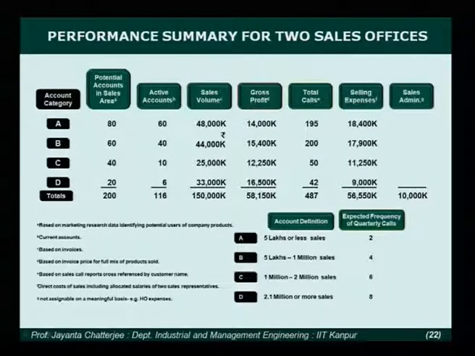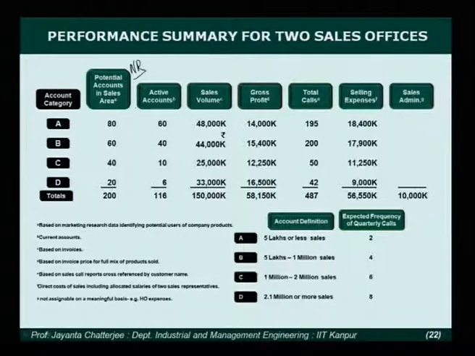So the potential number of accounts in that sales area, suppose we are looking at the northern region of India. So there are potential number of accounts, that means the potential number of large steel and metal accounts in northern region for a particular company, suppose this is a company which is manufacturing, say, gears, industrial gears or geared motors. So there are 80 accounts in this account category in this region, 60, 40, 20.